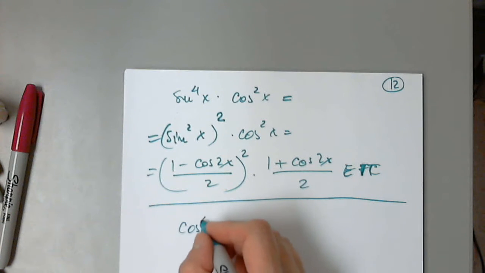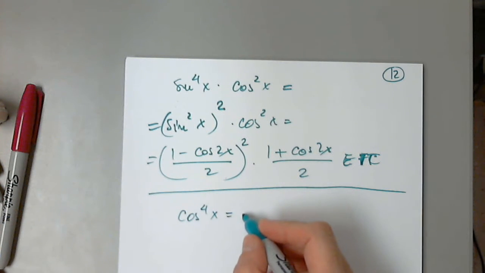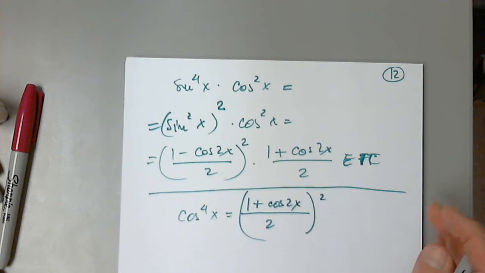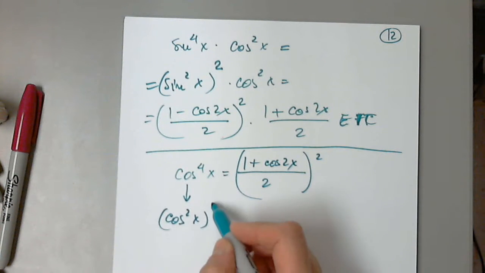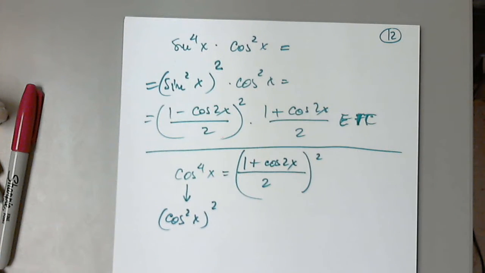What about cosine to the 4th x? We want to change this into an expression only with cosine, and the cosine can be of any angle on the planet, but it has to have power 1. Okay, so what we have to start with is the 1 plus cosine twice x over 2 everything squared. Because this is cosine squared x everything squared, and cosine squared x is 1 plus cosine 2x over 2. Is this okay so far?